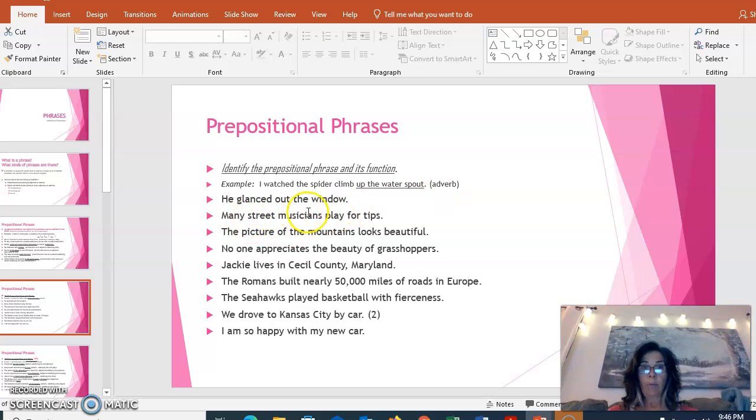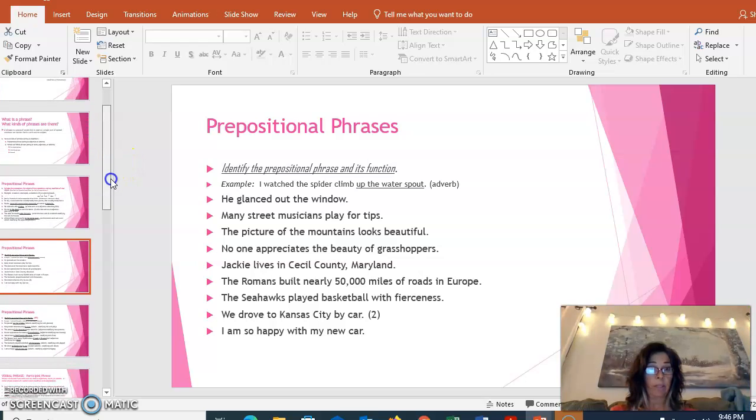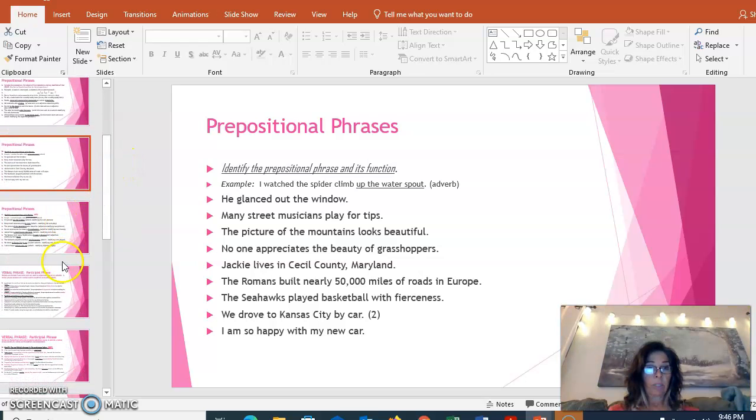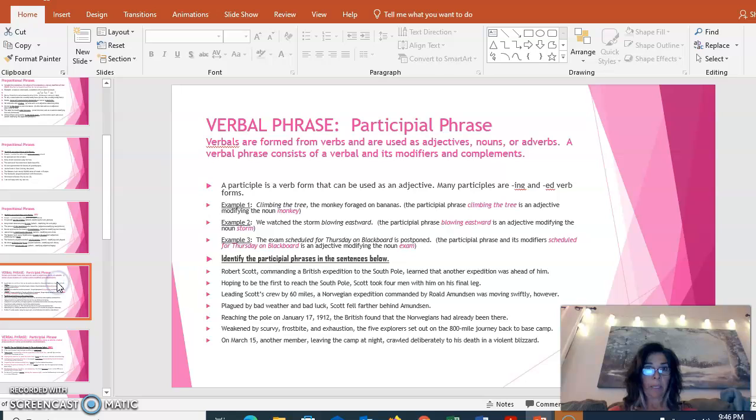He glanced out the window. Out the window is the prepositional phrase that tells where he glanced, so it's acting as an adverb, and I will go no further than that since you can do the rest. And you'll see the key on the following page.